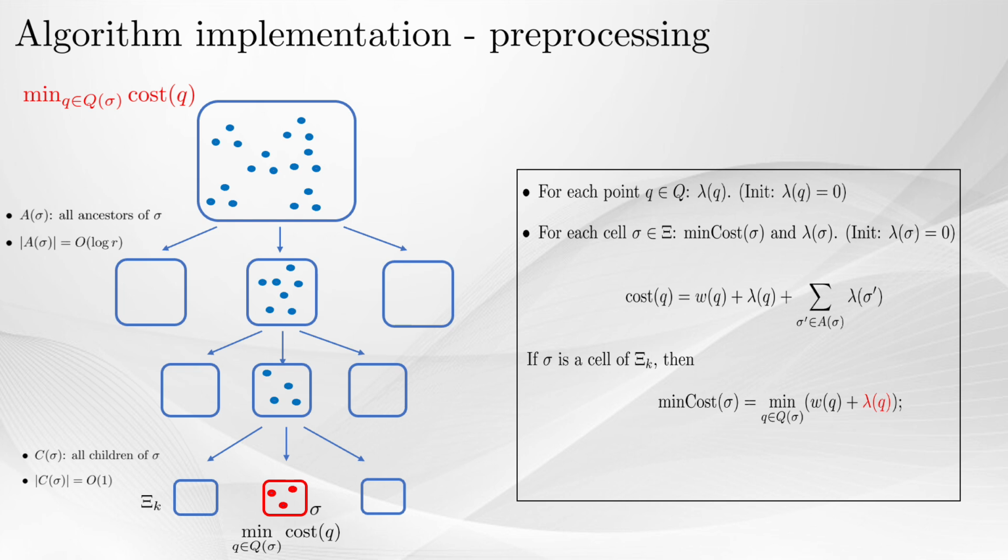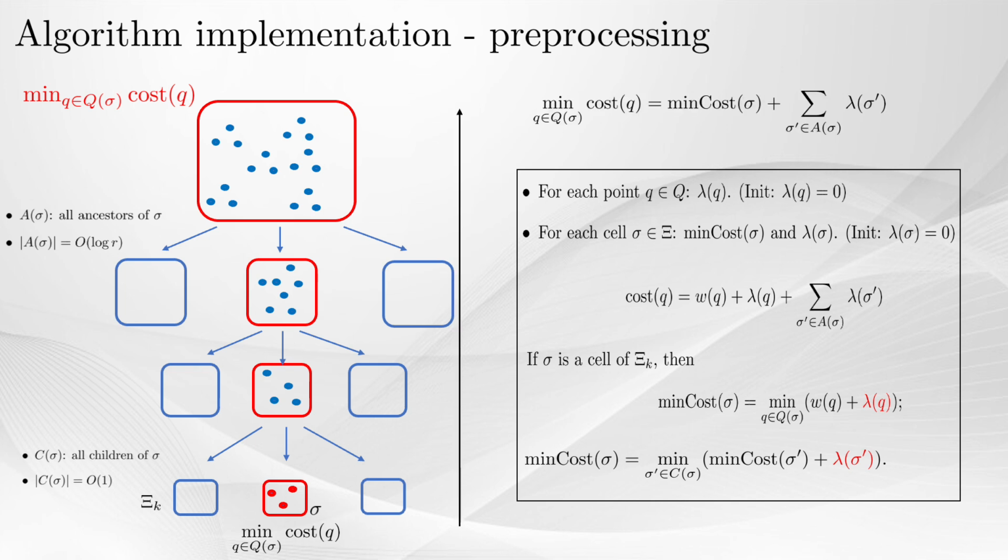And if sigma is a cell not in C K, we just use a bottom-up manner to add this cost, because each sigma not in C K only has constant children, so we just need to compare the minimal costs of its children, then we can find the minimal cost of itself. So after that, we compute the minimum cost for each sigma based on this formula. That is the pre-processing time, and we show that the pre-processing time takes O(n log n + nr + m log r) time.